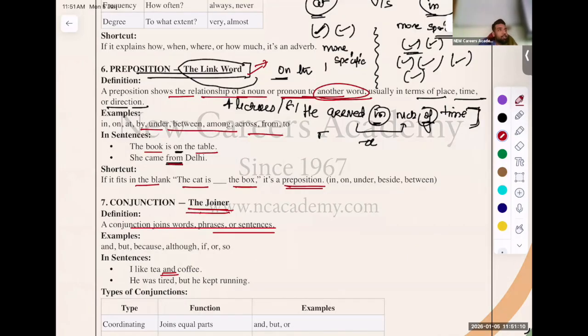Now it's a link. When it is joining two sentences, phrases, or something, we call it a conjunction. We call it a joiner. Any doubts with this or not? Any doubts?